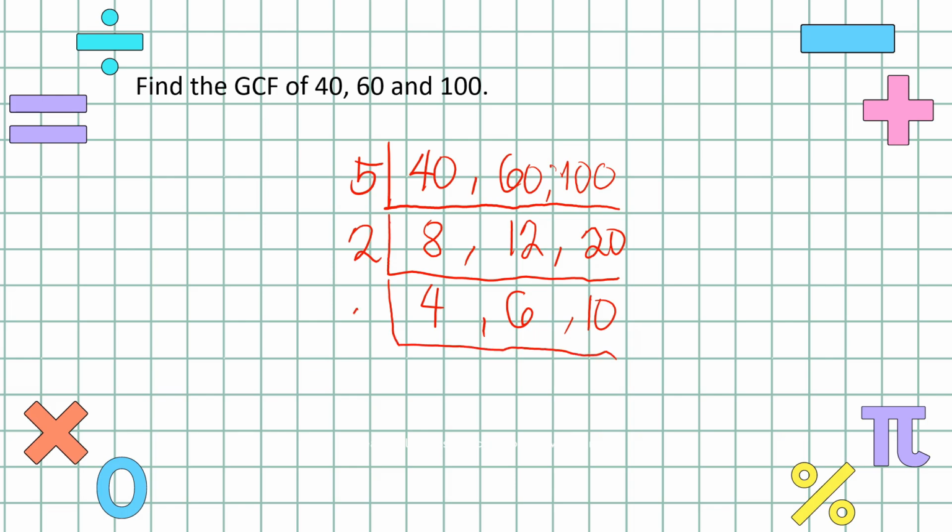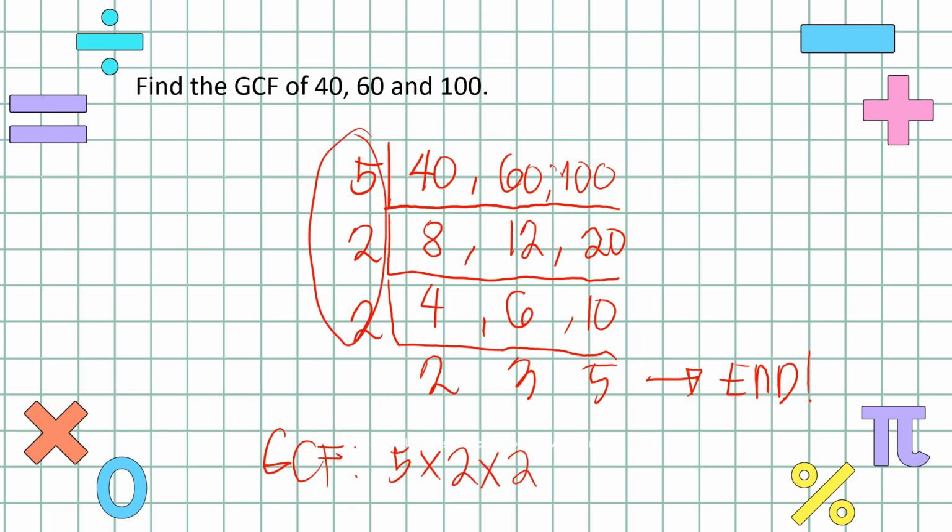Again, we can still divide it by 2. So, just continue the process. We'll have 2, 3, and 5. Now, these are already prime numbers, so they no longer have a common prime factor. So, this is the end of our process. And the GCF will be 5 times 2 times 2, the numbers here, and that is 20.